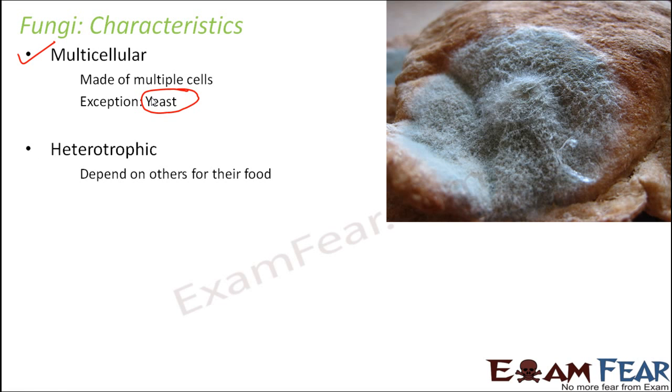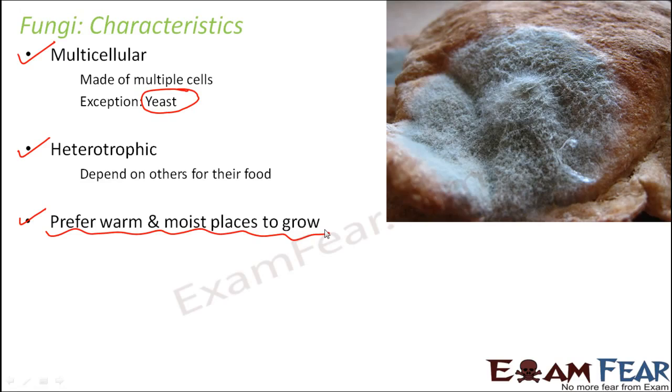They are heterotrophic, they depend on others for their food. That means they cannot prepare their own food. And how do they depend on others for their food? They depend on dead organisms. That is why they are called saprotrophs. They prefer warm and moist places to grow. In fact, that is the reason why you would not see fungi growing on a bread if you keep it inside the refrigerator, because inside the refrigerator it is very cold, so that temperature doesn't favor the growth of fungi. But if you keep it outside, the temperature is warm and there is moisture in the atmosphere, so it is a suitable place for fungi to grow. They are found in air, water, soil, animals, plants, so they are found in a lot of places.